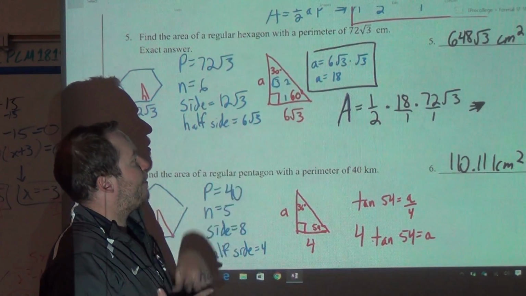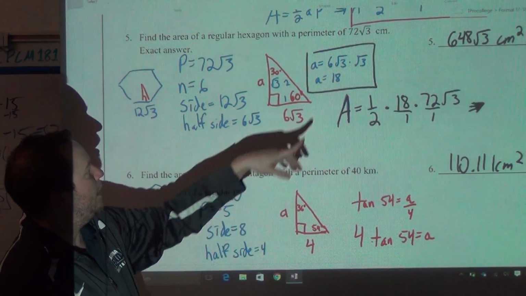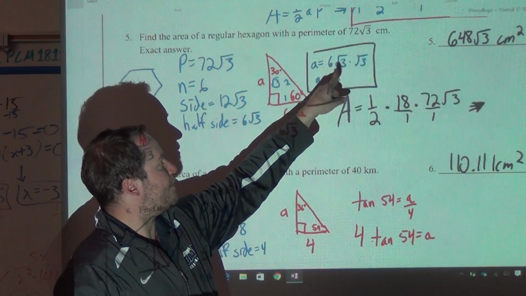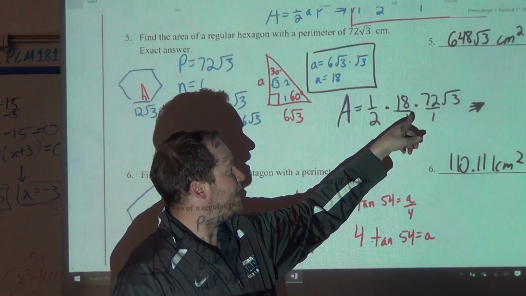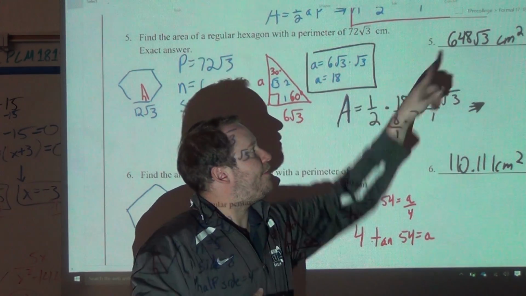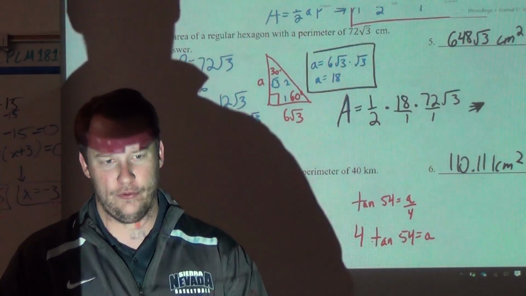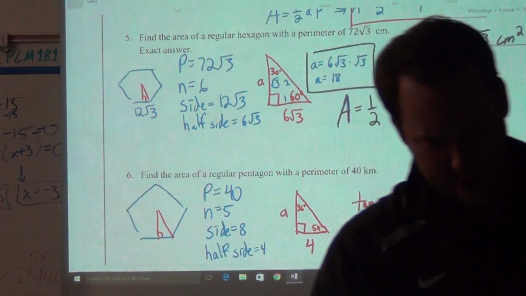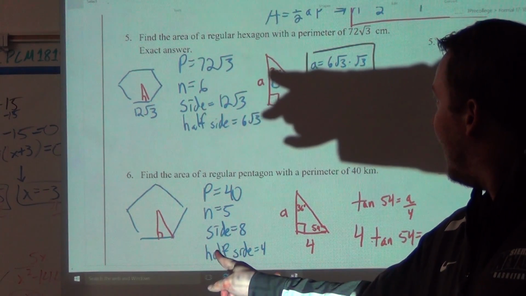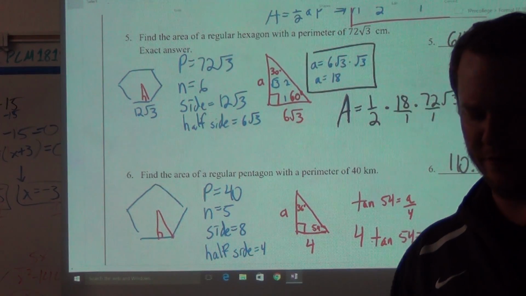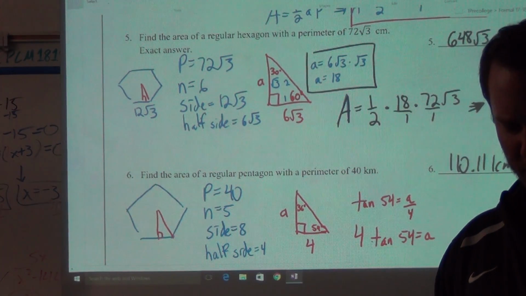The angles we need are 30 and 60 in our apothem triangle. We're going to get the apothem is 6 root 3 times root 3, which is 18. So A is 1/2 times 18 times 72 root 3 for a final answer of 648.3 centimeters squared. Again, getting the half side is critical, and then getting the angles of the apothem triangle.